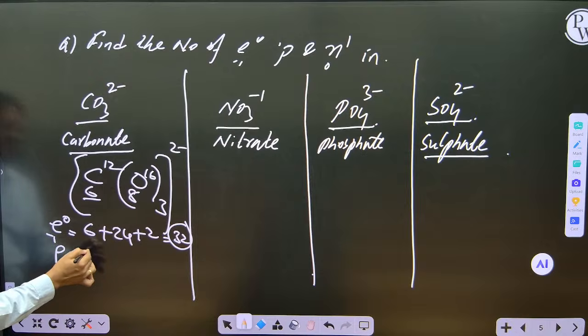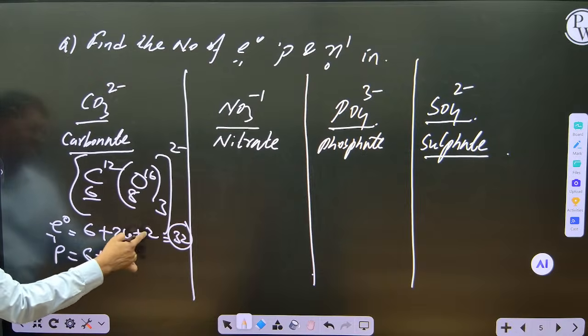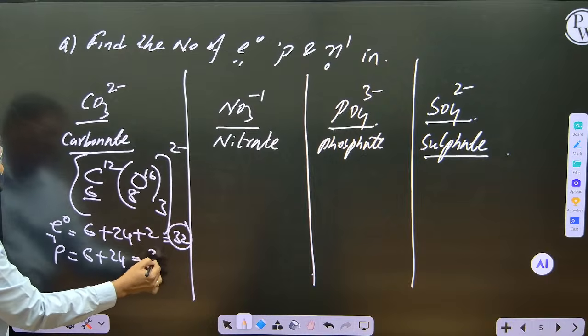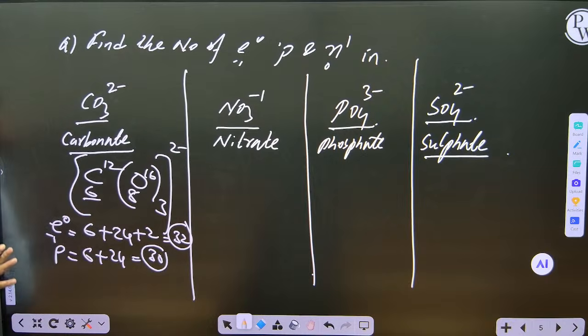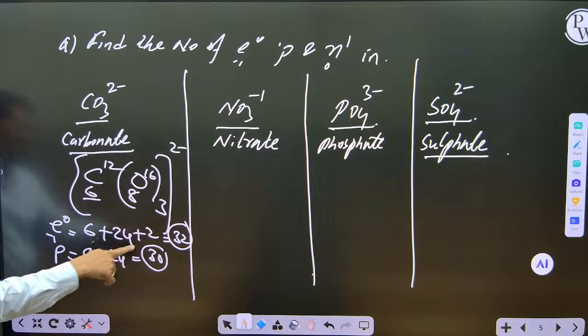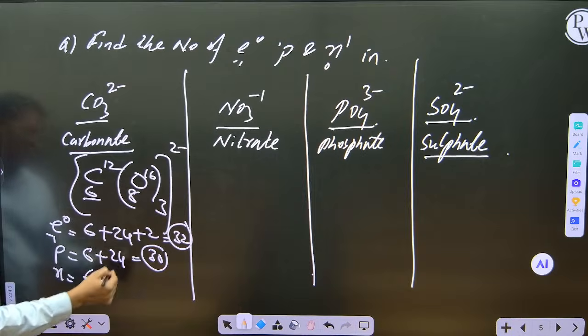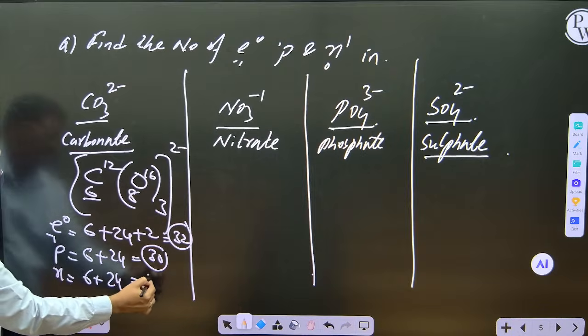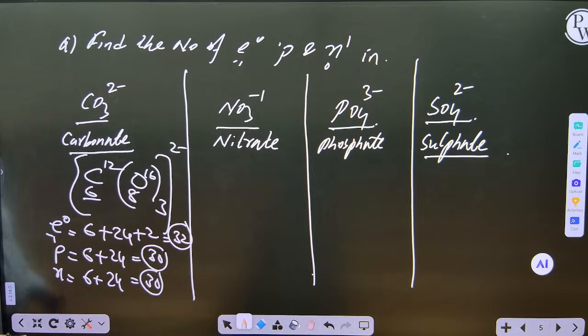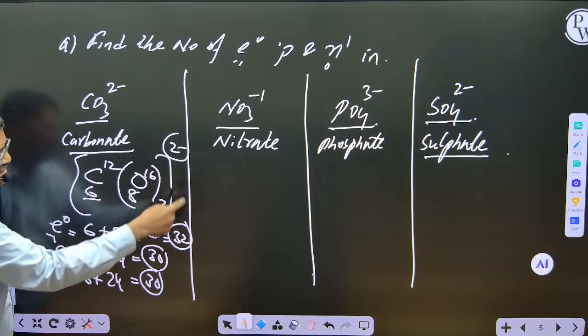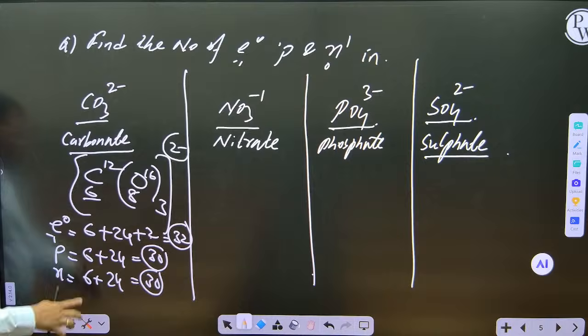Protons will be also same. 6 plus 24, but you should not consider 2. Only you have to consider protons. Don't consider charge on the top. Charge only for electrons. Neutrons will be how many? 6 from carbon. 8 into 3, 24. Neutrons also comes 30. Check everyone got same, understood everyone. So here negative charge is minus 2. For electron you have to add 2 electrons. For protons, neutrons, no need to add the charge present on the ion. So 32 will be electrons, 30 will be protons, 30 will be the neutrons.